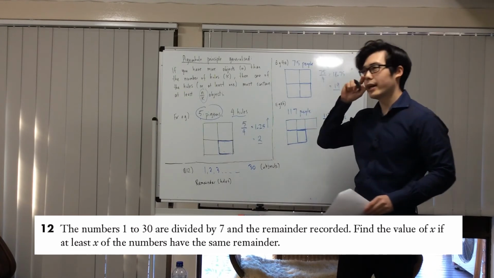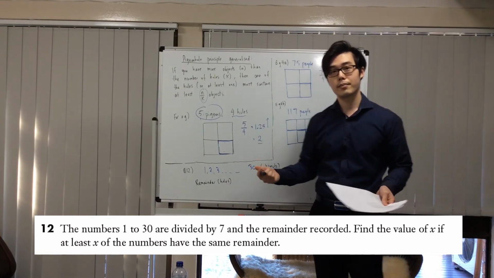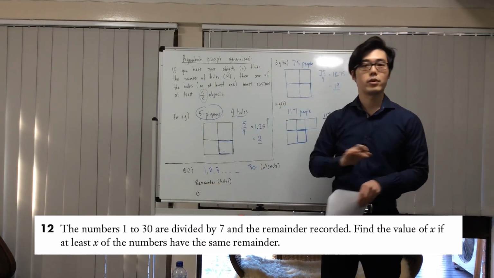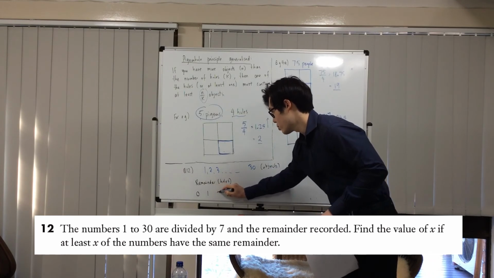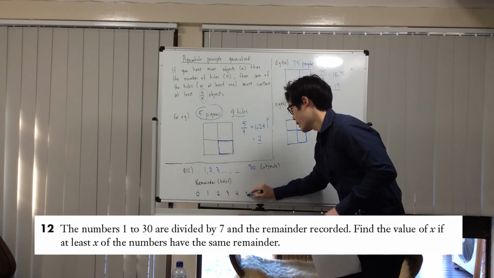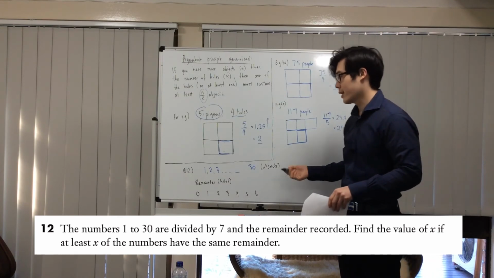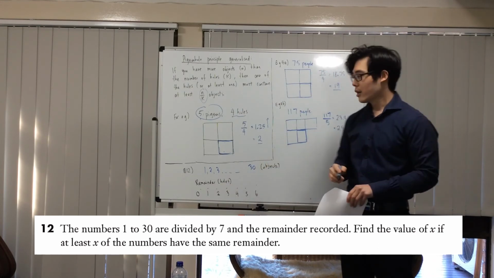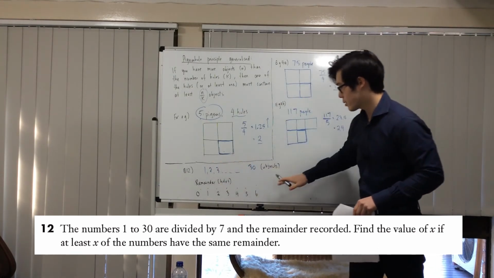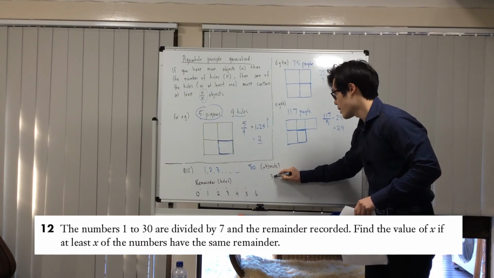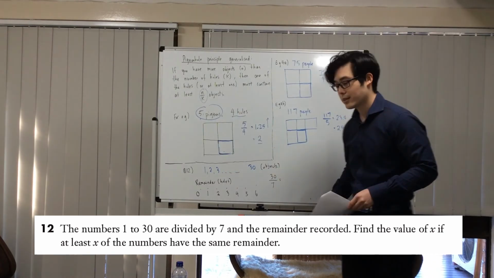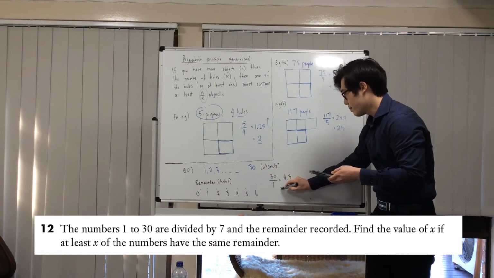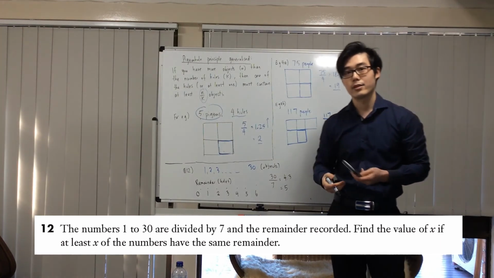So if you divide by 7, what remainders can you get? You can get a remainder of 0, because any multiple of 7, if you divide by 7, has no remainder. You can have a remainder of 1, 2, 3, 4, 5, 6. Not 7, because you're dividing by 7. So as you can see, we have 7 holes. We've got 30 objects and 7 holes, so 30 divided by 7 is about 4.3, round up. So there'll always be at least 5 numbers that have the same remainder.